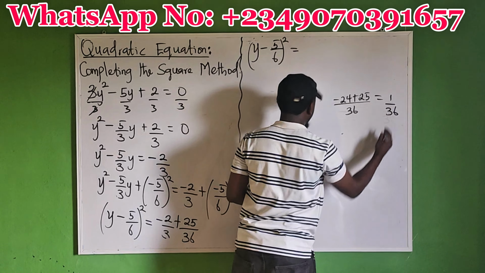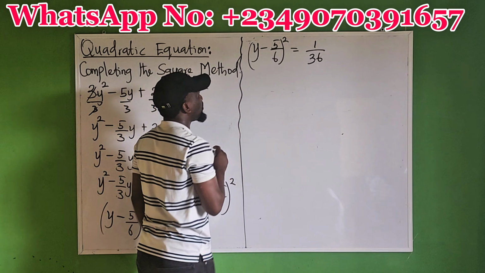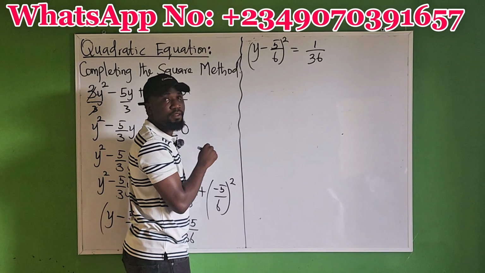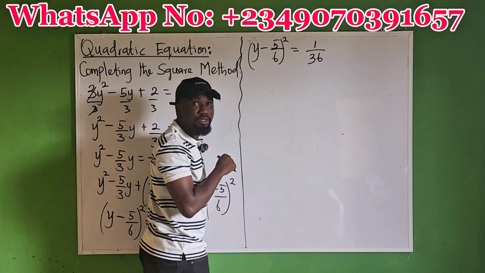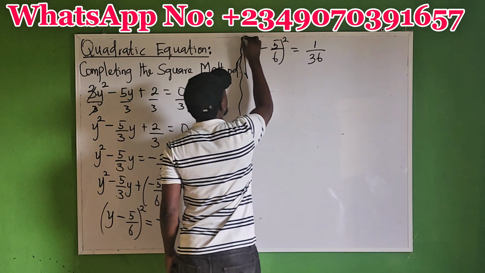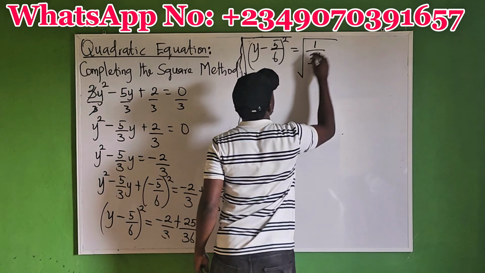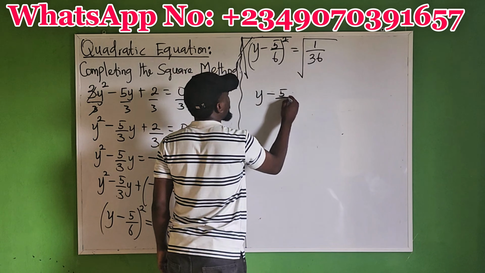So everything here is now 1 divided by 36. What's the next thing? We want to get y, and the values here are squared, so we have to cancel this square by taking the square root of both sides. Square root cancels square, so we have y minus 5 over 6 is equal to, do not forget, whenever you have a square root, plus or minus.